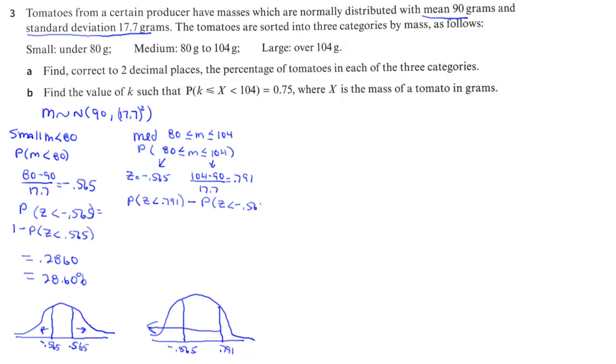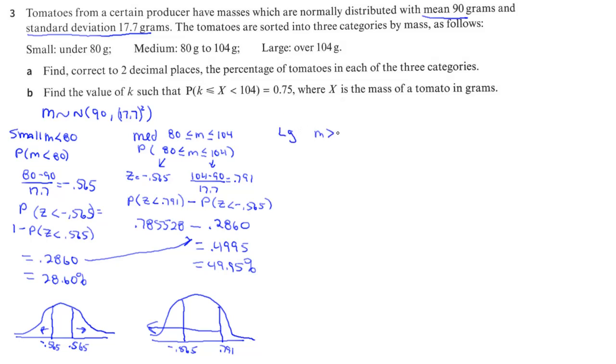When I use my calculator, I'm going to find out that the probability of Z being less than 0.791 is 0.785528. And I already know what the probability of Z being less than negative 0.565 is. We figured that out with the small ones. So all I've got to do is subtract them, and I find out that the probability is 49.9%.